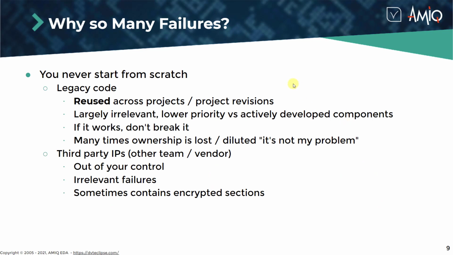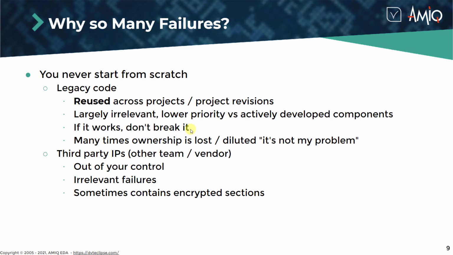So let's talk a bit about why we get so many failures. Actually, the answer is quite simple, because you almost never start from scratch. Most of the time, you reuse entire components, either across projects or project revisions, and this is generally called legacy code. Or you use third-party IPs that you either get from another internal team or from an external vendor. Legacy code is largely irrelevant, or at least it's regarded as low priority versus the actively developed components. And it generally follows the well-known rule, if it works, don't break it. Especially since it's been proven to work in previous projects.